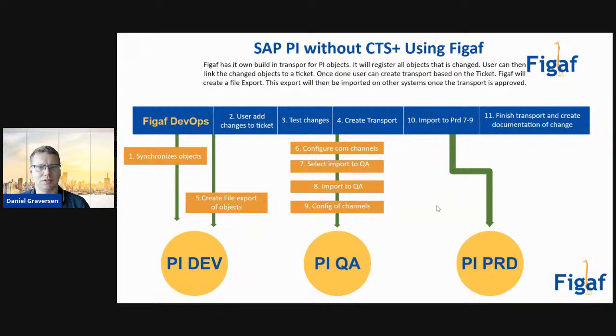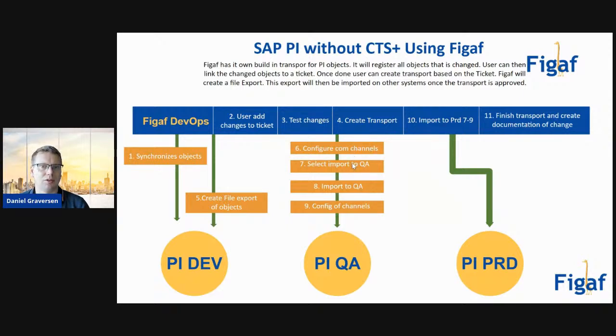The other system is not as complicated. Here, the Figaf tool would actually just synchronize the objects. You will then select these are the objects I want to export, or that's a part of this change. And a ticket is like a service request or a JIRA incident where you need to make some modifications. You will then be able to test the change. You'll create a transport, and once you do that, the Figaf tool will just export all the objects from the old system, and then you can decide I want to import it.